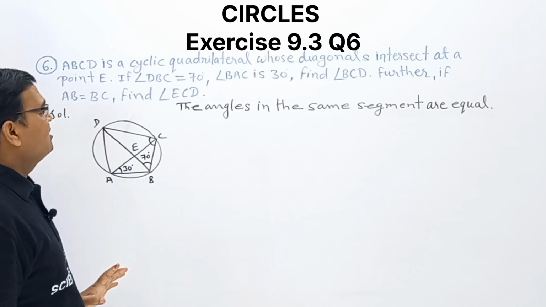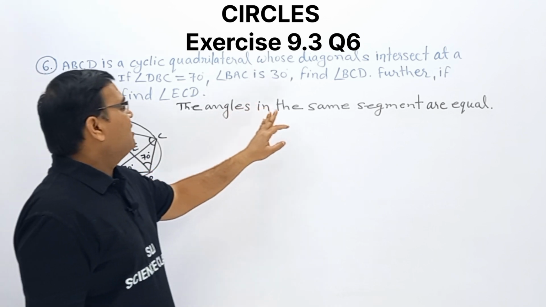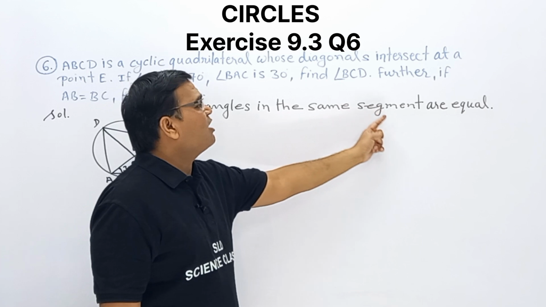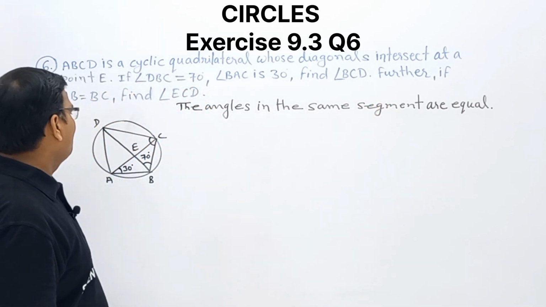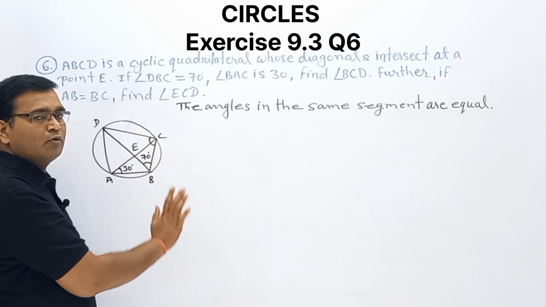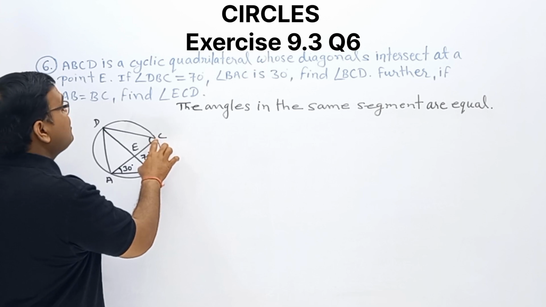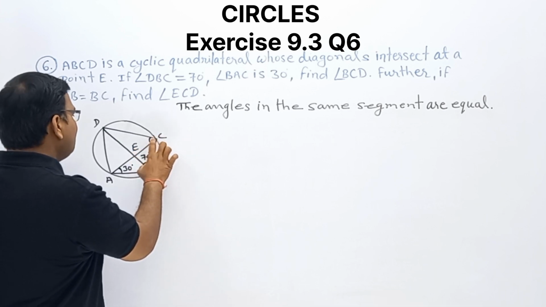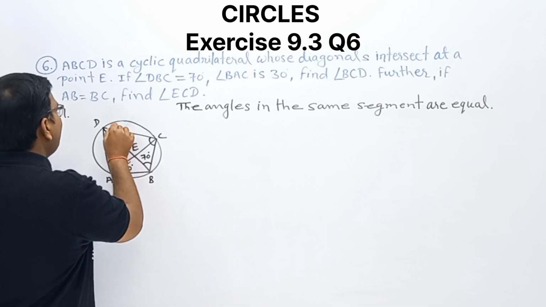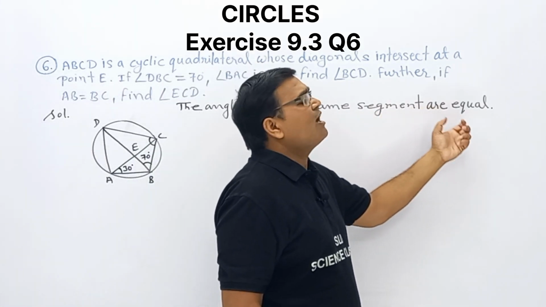BCD. Clear? We know one theorem: the angles in the same segment are equal. Observe carefully. BC is a chord, and this chord is making this angle and this angle in the same segment. The angles in the same segment are equal.